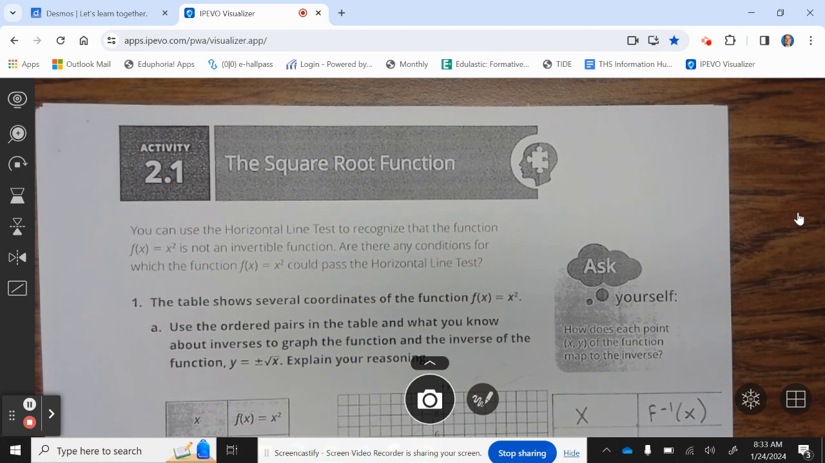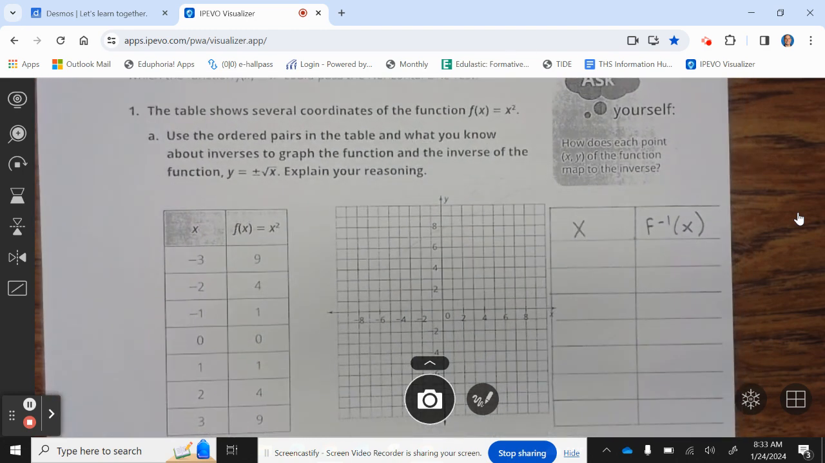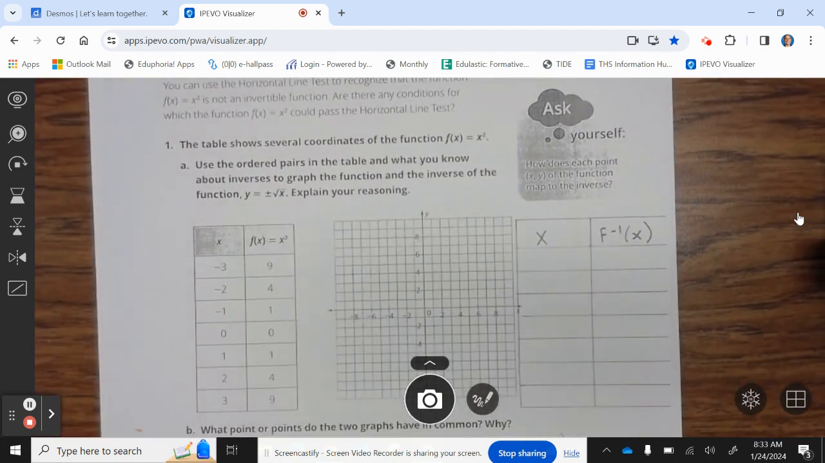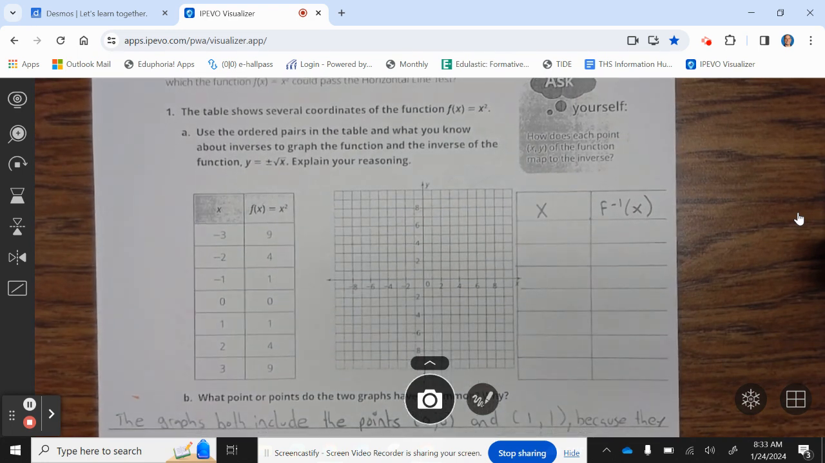Activity 2.1. The square root function. You can use the horizontal line test to recognize that the function f of x equals x squared is not an invertible function. Are there any conditions for which the function f of x equals x squared could pass the horizontal line test? Number 1, the table shows several coordinates of the function f of x equals x squared. A. Use the ordered pairs in the table and what you know about the inverse to graph the function and the inverse of the function, y equals plus or minus square root of x. Explain your reasoning. All right, so let's go ahead and graph these points first.